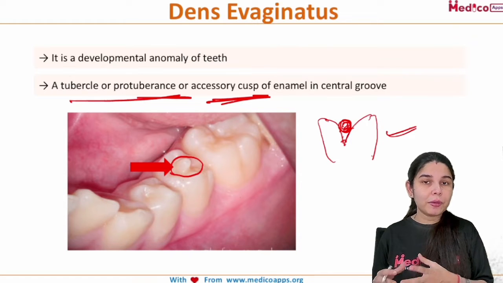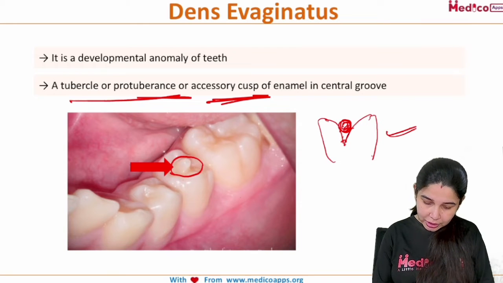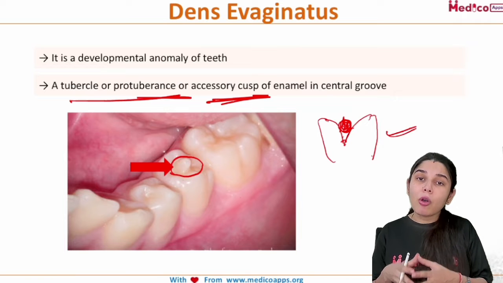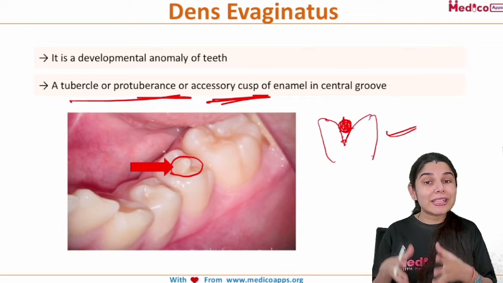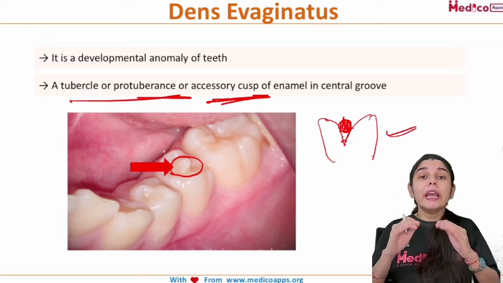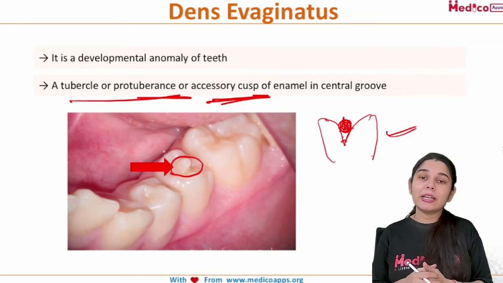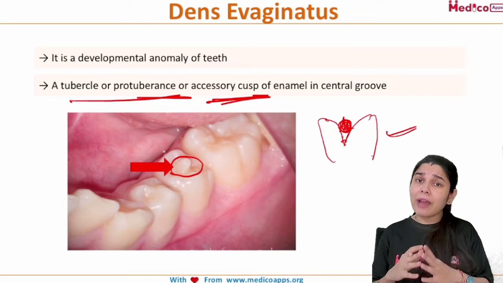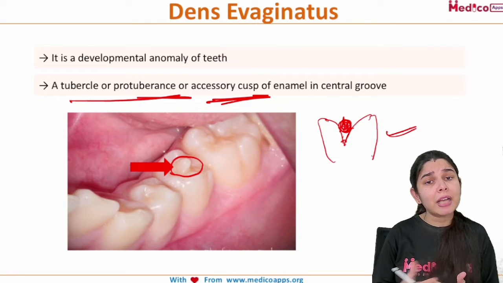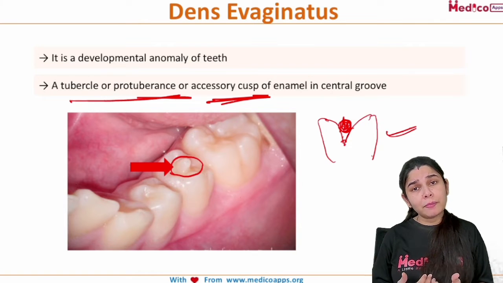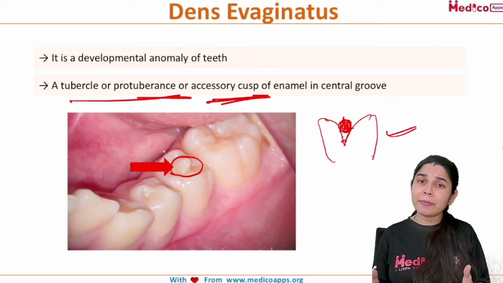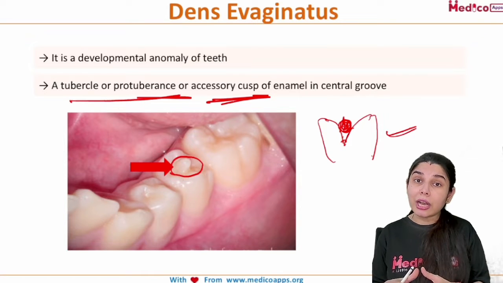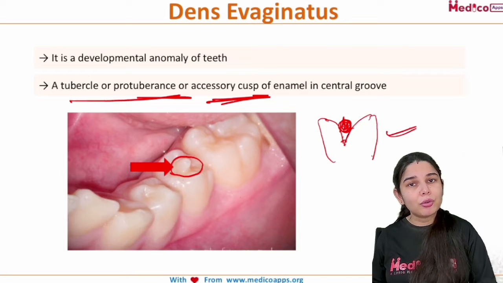It appears like a tubercle. It also appears like a protuberance because it is protruding from the enamel surface, or we can also call this an accessory cusp of the enamel, because it is developing from the enamel. So I hope you have understood what you will quote if a definition is asked: it's a developmental anomaly of the teeth, which is a tubercle or a protuberance or an accessory cusp of the enamel in the central groove of the teeth.